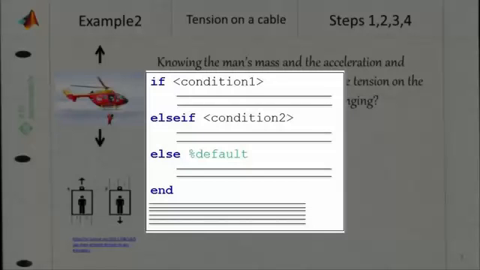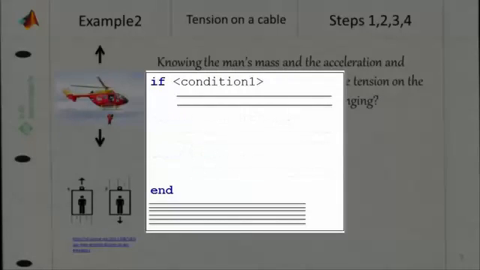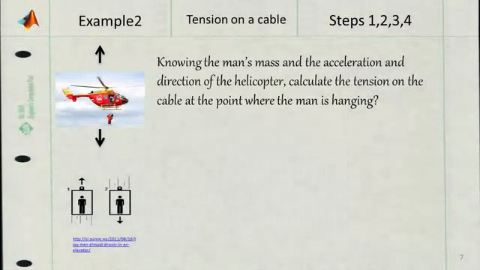In the next example, we'll see that not all keywords are necessary. Only the if and the END are required. Knowing a man's mass, the acceleration and direction of the helicopter, calculate the tension on the cable at the point where the man is hanging.